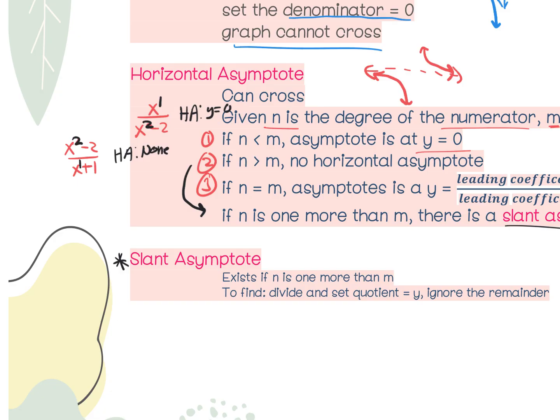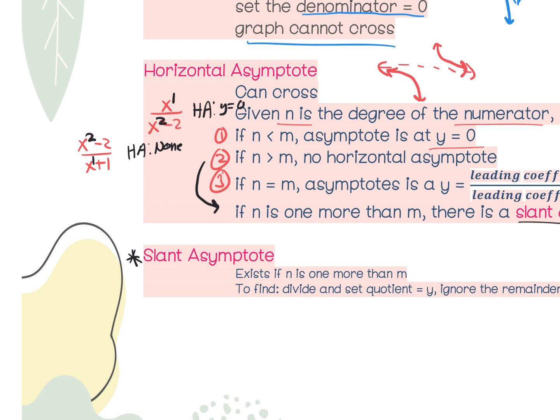If the degree on the top is the same as the degree on the bottom, so let's say it was, I'll use the same one, x squared minus 2 over, I'm going to say, 2x squared minus 1. Notice that this 2 on top is the same as this 2 on the bottom, right? They have the same degree. Your horizontal asymptote is going to be the leading coefficient on top, which is 1, over the leading coefficient on the bottom, so 2. So you just take the leading coefficients and put one on top of the other, and then you get that as your asymptote, all right?